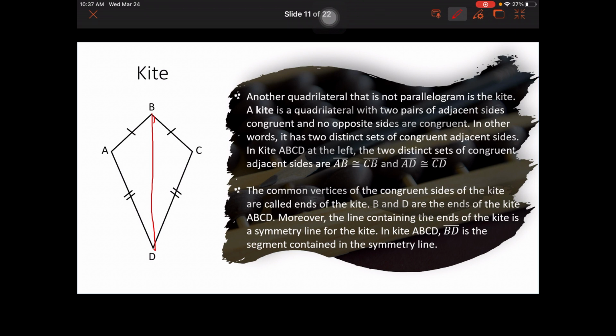Bakit po siya naging symmetry line? Kasi po, hinati niya yung ating kite into same or equal parts. Sabihin, hinati niya yung kite natin sa dalawang same or equal length or areas or triangles.